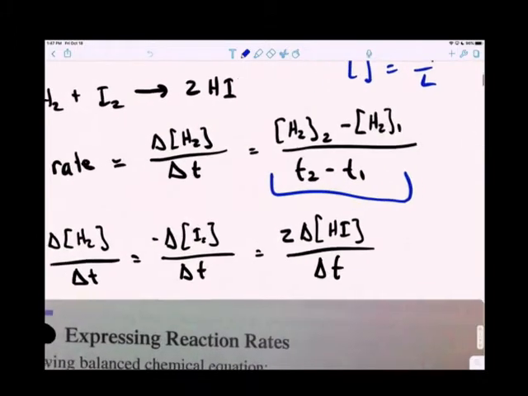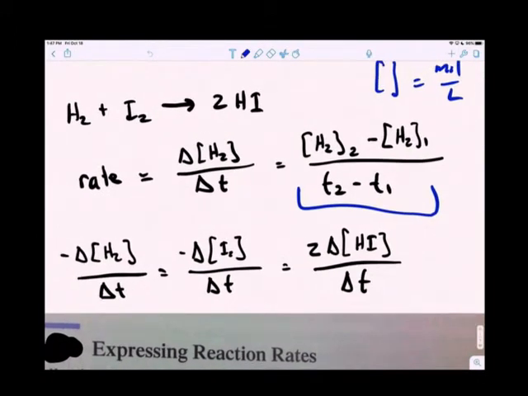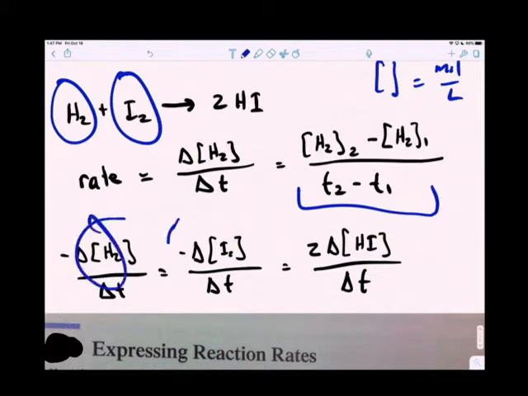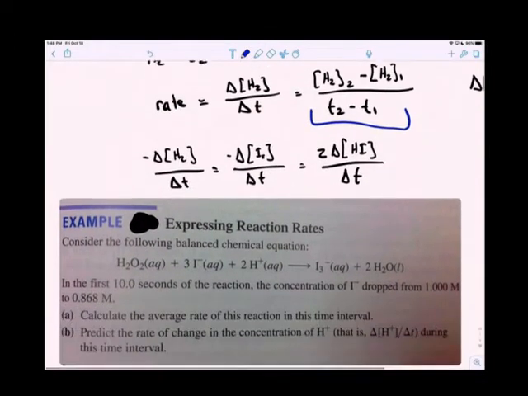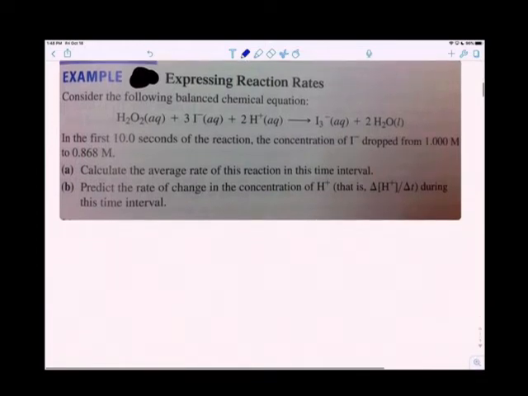From this equation, the rate of disappearance of hydrogen is equal to the rate of disappearance of iodine. So that's where this equation comes in. It's going away, so it's disappearance. The rate of disappearance of hydrogen is equal to the rate of disappearance of iodine, is equal to the rate of appearance of hydrogen iodide divided by 2. Why? Because there's a 2 there, the stoichiometric ratio. So let's look at this example.